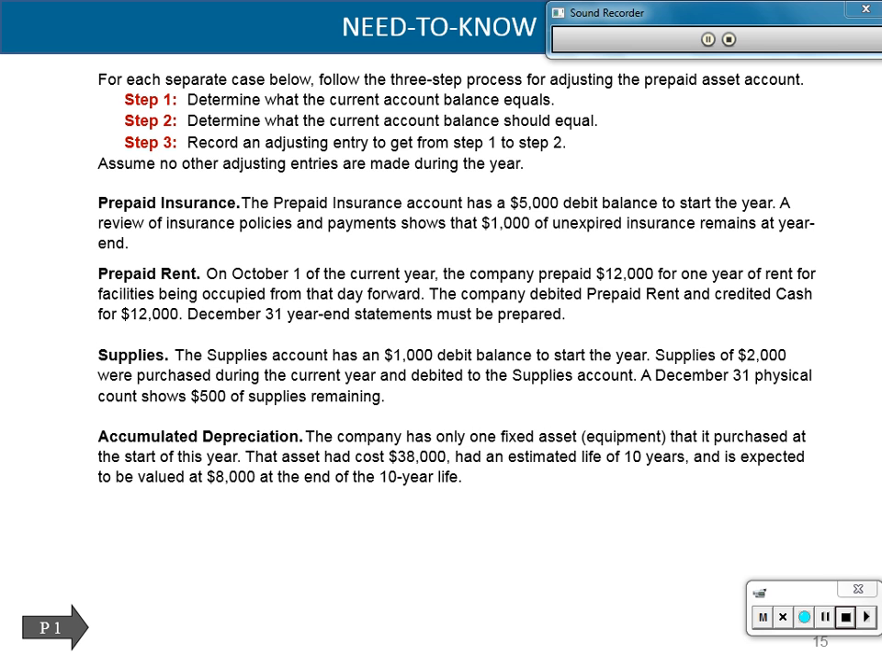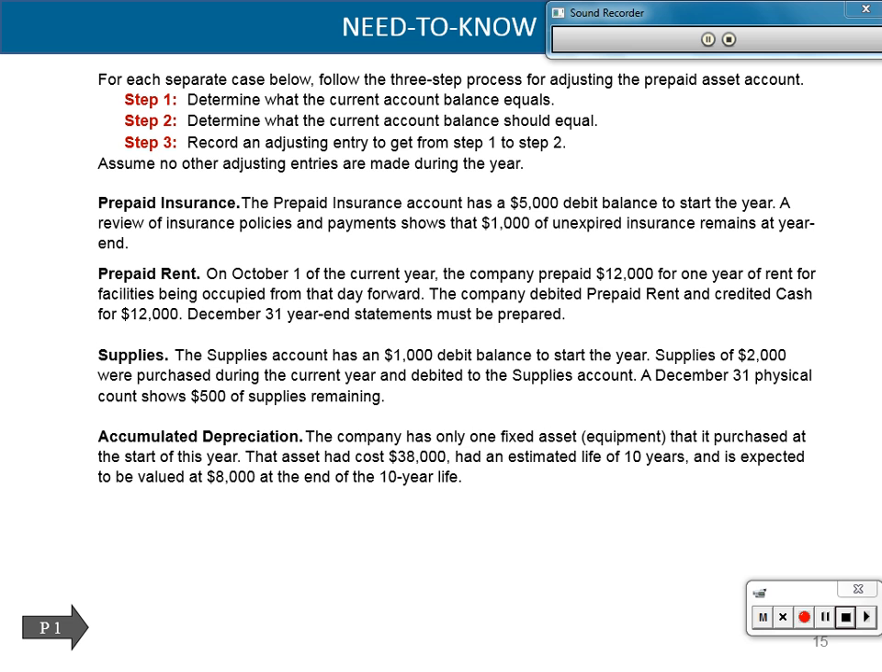Prepaid rent. On October 1st of the current year, the company prepaid $12,000 for 1 year of rent. The company debited prepaid rent, which they should have, for $12,000, and credited cash for $12,000. It says December 31st year-end statements must be prepared. So by December 31st, it's no longer considered prepaid rent, right? Because that would have been 12 months.